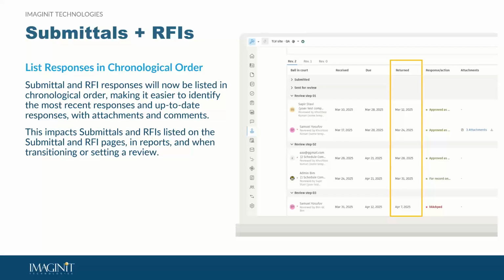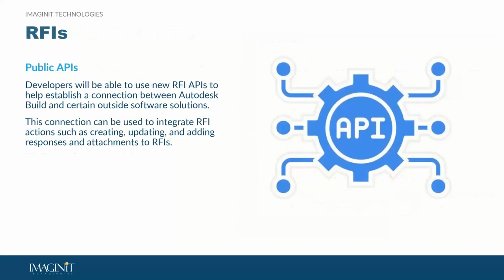All right, let's go on to the next slide, Alan, which is still for RFIs, but specifically for public APIs. Let's look at an update that's super exciting for teams that are integrating Autodesk Build with other software. This is the introduction of public APIs for the RFI module. This change is going to open the door to deeper automation and connectivity between Autodesk Build and the rest of your organization's tech stack.